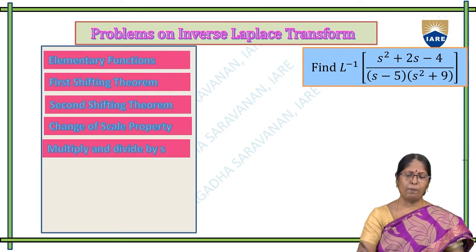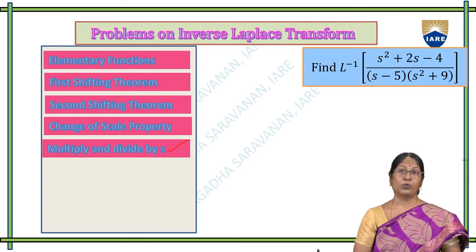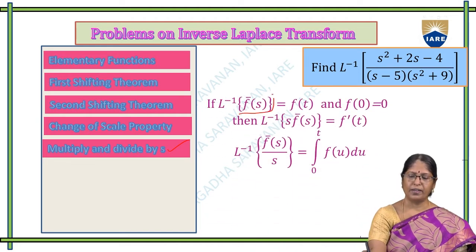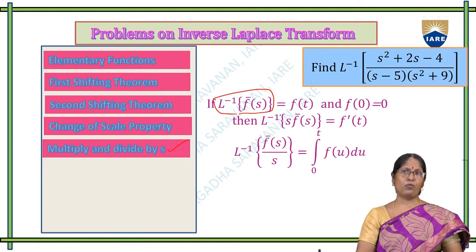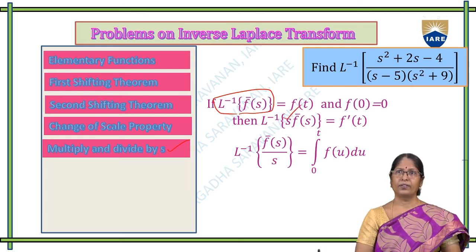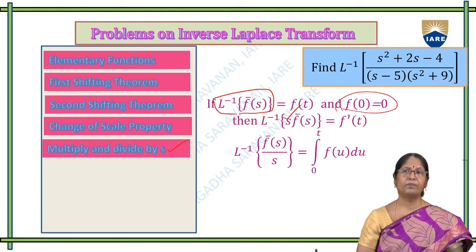So now, multiply and divide by s. Suppose our f bar of s, here it is. Our f bar of s is multiplied by s. Then the eligibility we will test.